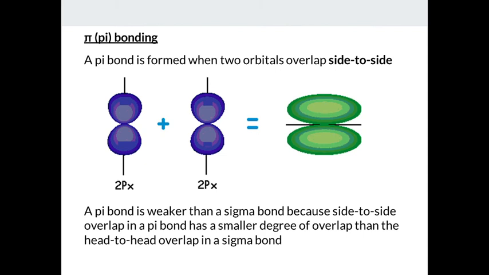A pi bond, on the other hand, is formed when two orbitals overlap side to side. So note that a pi bond is weaker than a sigma bond because side-to-side overlap in a pi bond has a smaller degree of overlap than the head-to-head overlap in a sigma bond.